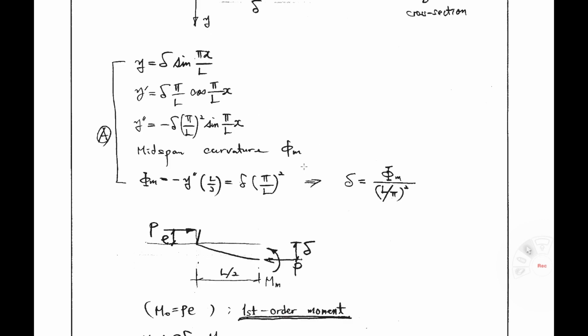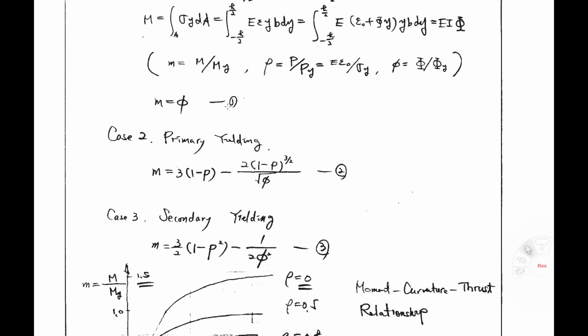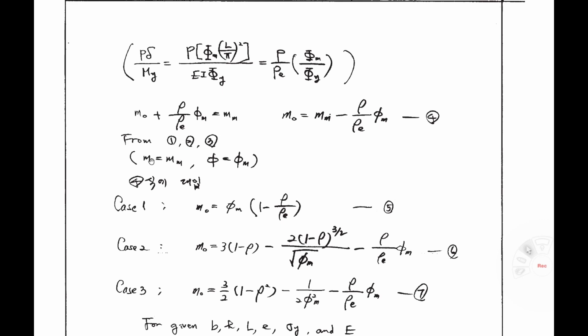Already you have equations 1, 2, 3. This equation is satisfied at any point of the span. So now we are considering the midspan moment. This small m can be m sub m, and phi sub m, like that. From equations 1 to 3, we can let m equal m sub m, phi equal phi sub m, because this equation is satisfied at any point in the span. So we are considering the midspan.